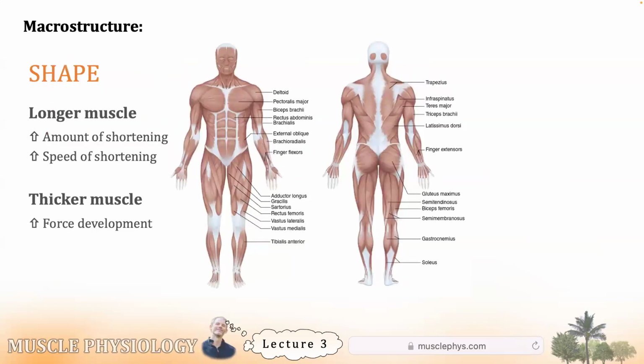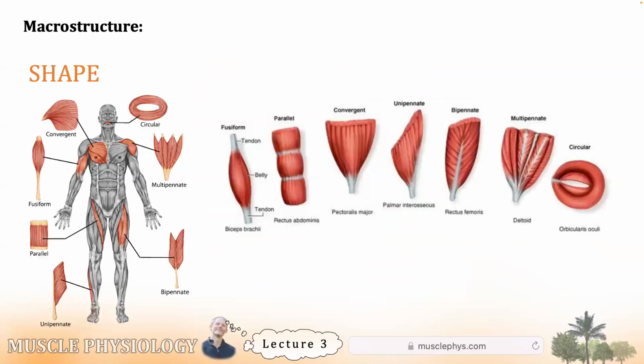Now, muscles come in all shapes and sizes. There are big, thick ones like your glutes that have a really high capacity for force development. Then there are long muscles, long and usually slender muscles like your hamstrings. Those have a faster velocity of shortening and a greater total amount of shortening they can do, but they're not quite as strong. There's not quite as much force production as a glute.